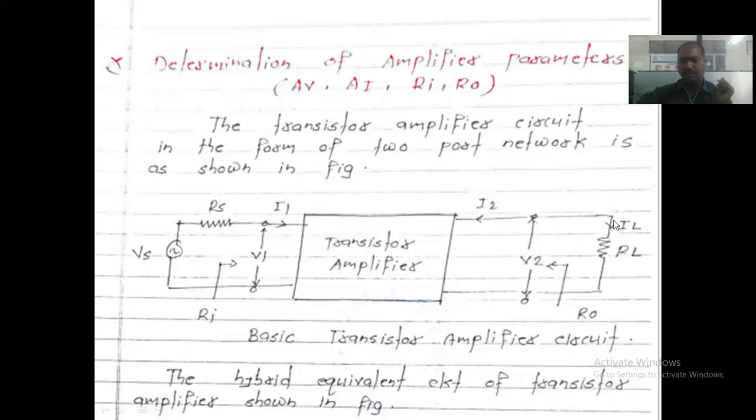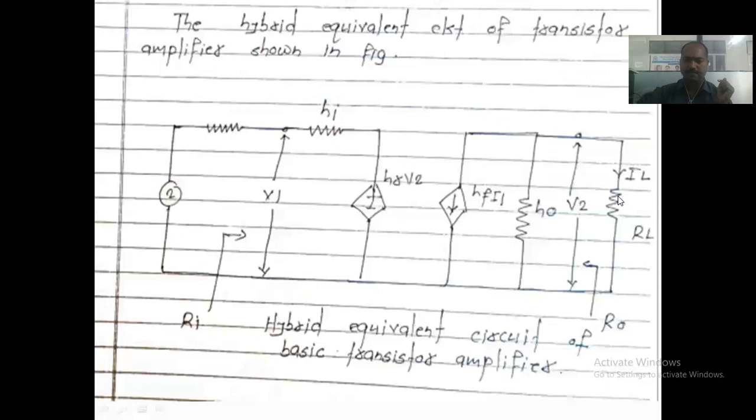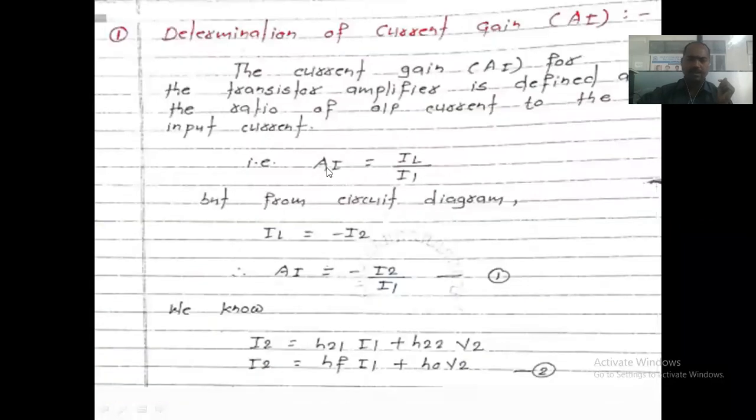IL आणि I2 सेम आहेत, पण IL हा RL कडे येतोय, त्यामुळे तो पॉझिटिव्ह आहे, आणि I2 इथपासून ऑदरला जातो, म्हणजे नोड कडे येणारे करंट पॉझिटिव्ह कन्सिडर जातात, नोड कडनं बाजूला जाणारे करंट निगेटिव्ह. सो IL इक्वल टू minus I2. So wherever IL is coming, we have to write it as minus I2, right? See here. So AI equal to IL divided by I1, right? But from the circuit diagram, IL equal to minus I2.